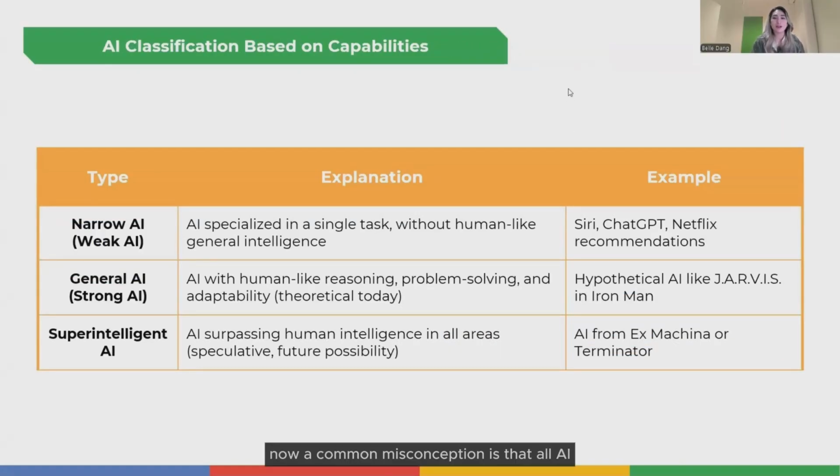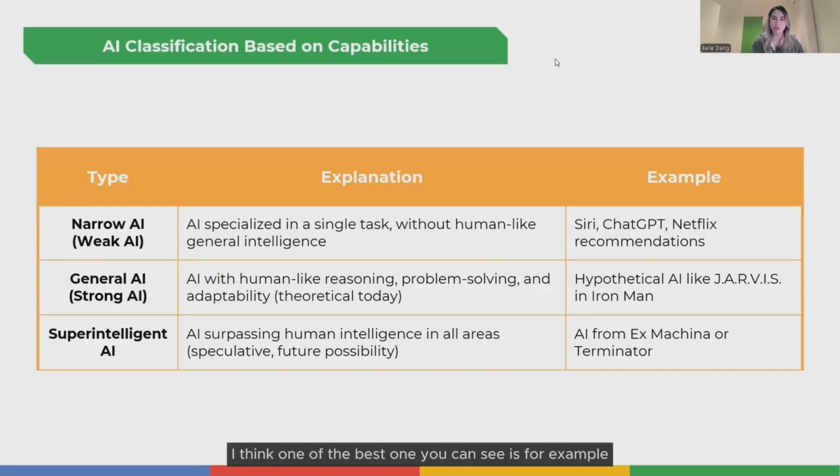Now, a common misconception is that all AI can perform at the same level, but that is really not the case. So first, let's look at capabilities. It categorizes AI into three categories. Actually, most of the AI that we know of today is narrow AI. These are systems designed to excel at one specific task. This is like a reliable friend who is amazing at just one thing. Whether it's recommending songs, predicting the weather, or detecting spam email, this AI focuses on doing one job, and it does this well. You can always count on them.